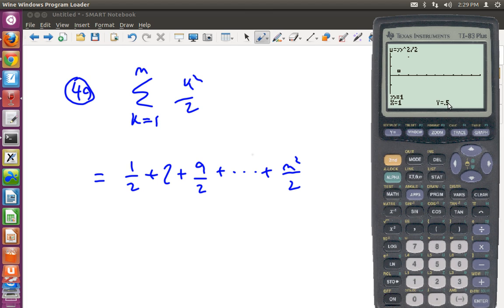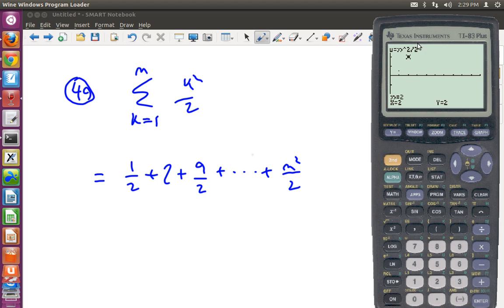Why is 0.5 good? Because that's the 1/2. All right, trace to the right: 1. I get 2. Why is that good? Because it's 2. Duh. Wait, so is this discrete? This is discrete. Look at what a discrete graph looks like. It's not connected. They're separate dots.